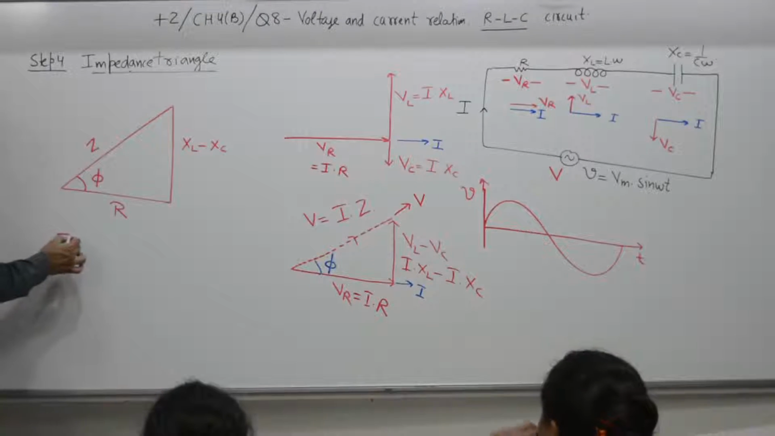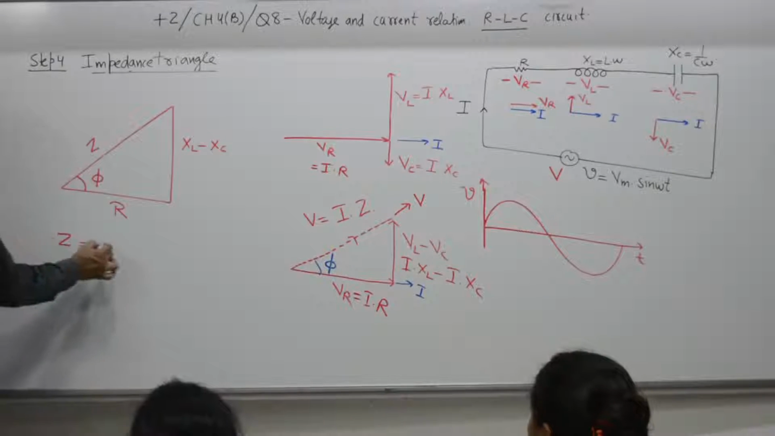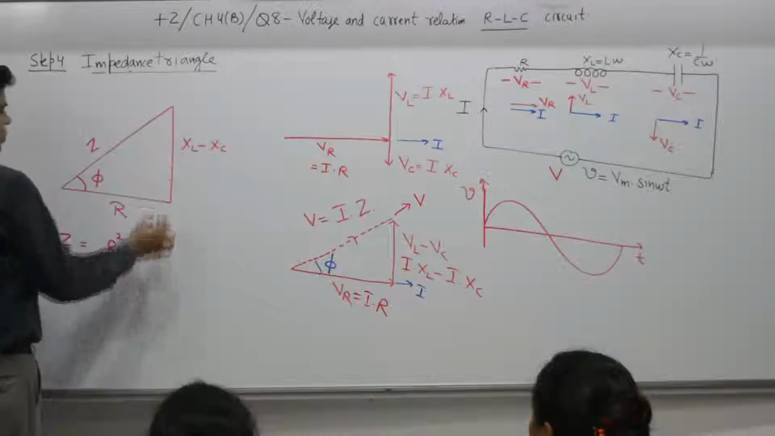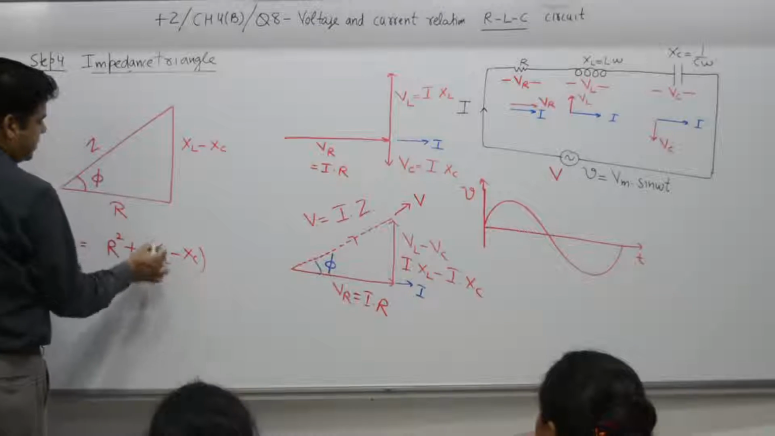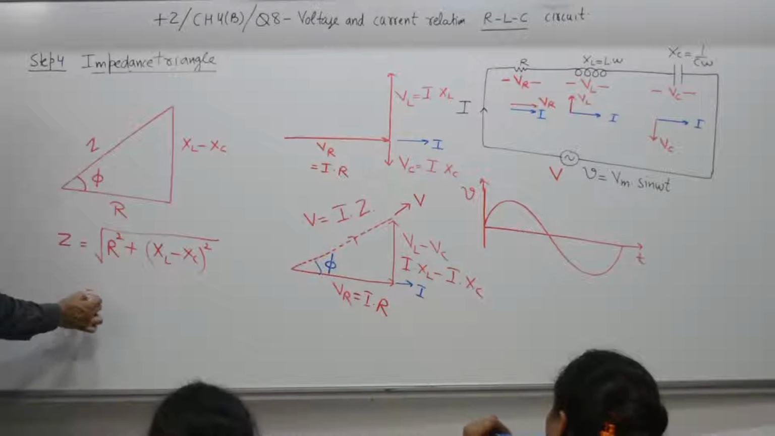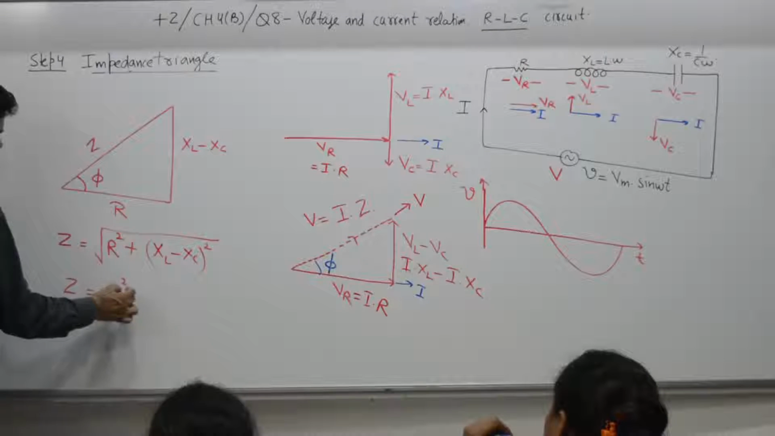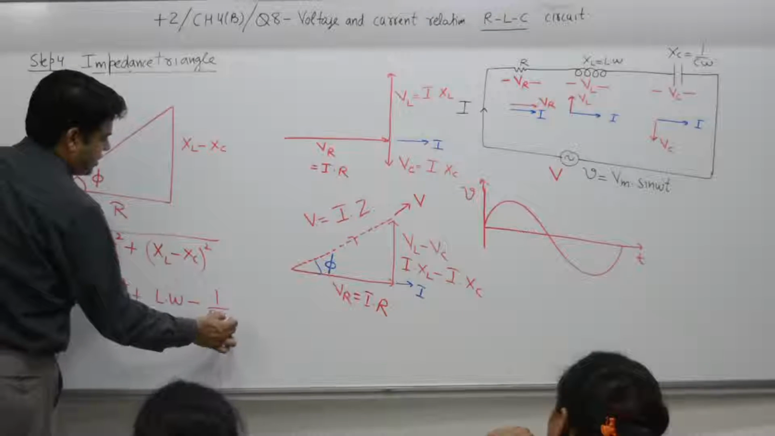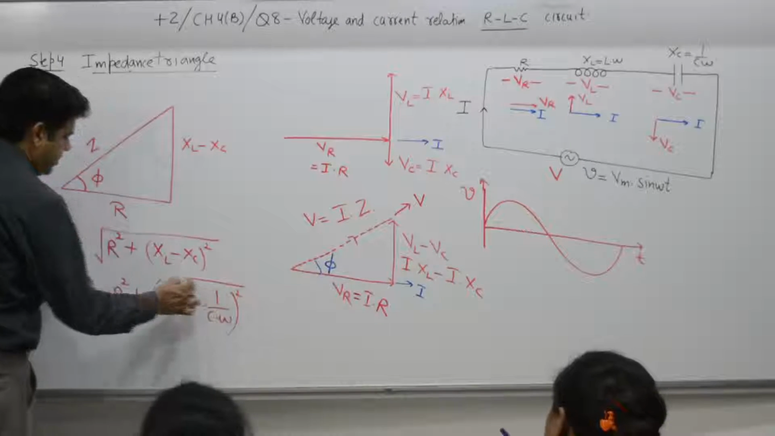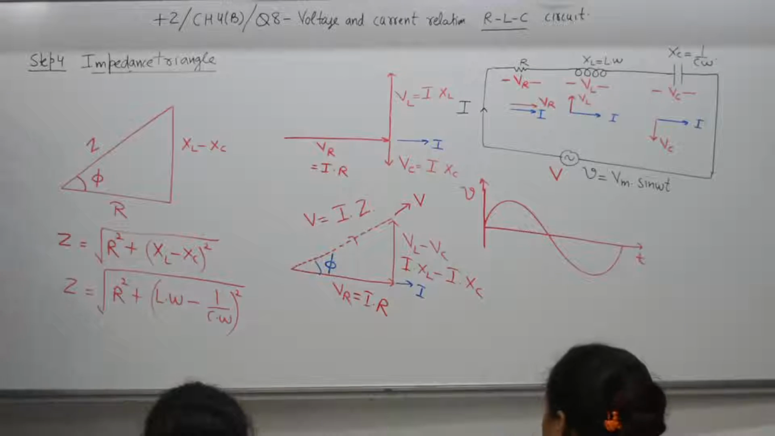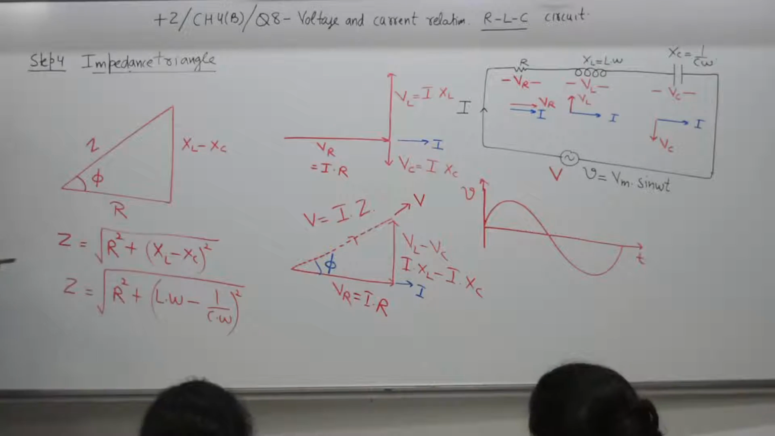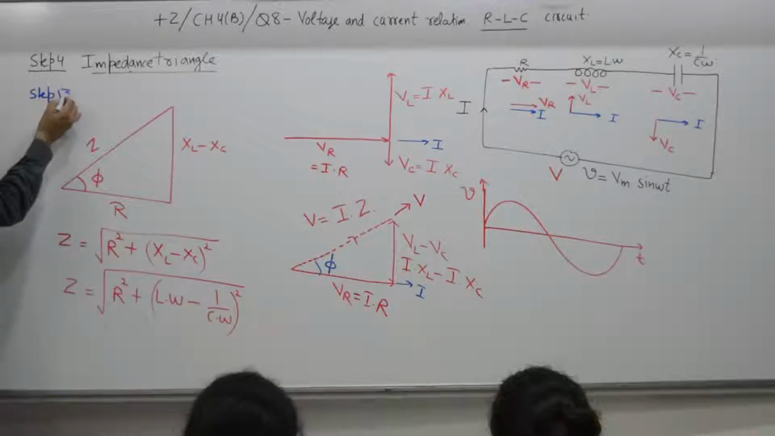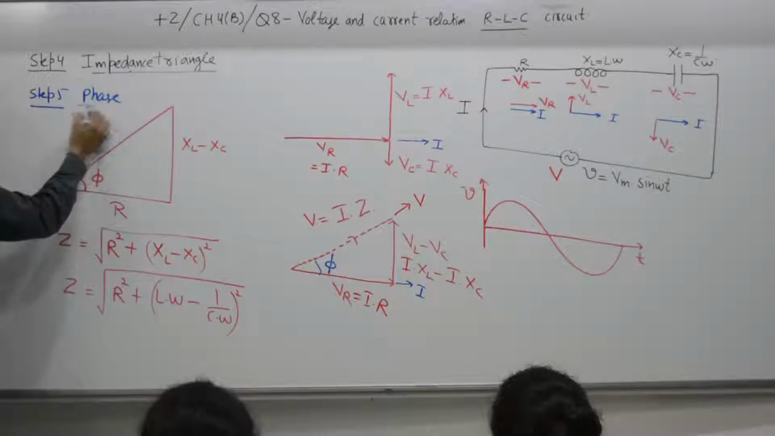Z is equal to what? Impedance offered is equal to what? Impedance is equal to square root of R square plus this side square, that is XL minus XC square. Z is equal to square root of R square plus XL, which is L omega, minus XC, which is 1 by C omega, whole square. This is what Z is equal to. And I am taking into account step number 5 also here. Step number 5, I will write it here. Step 5, phase relationship. Yes, standard.